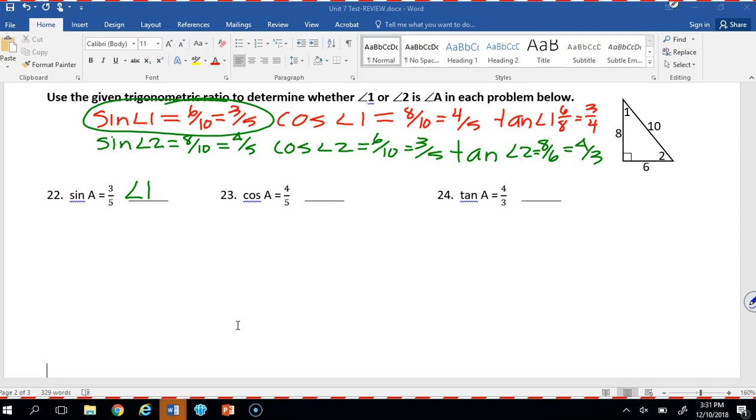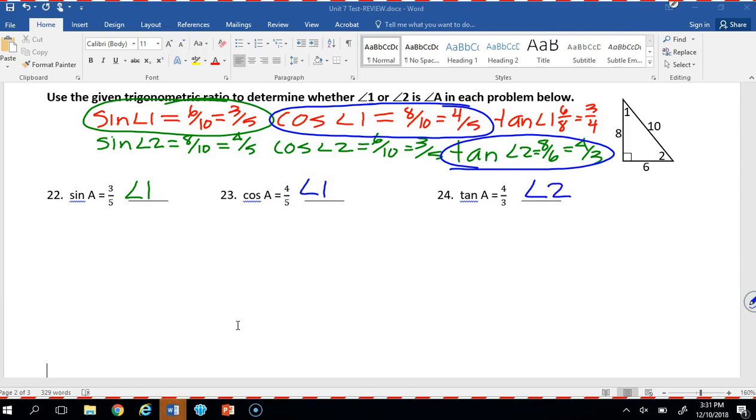Then we're looking at the cosine of A is 4/5. So cosine of A is 4/5. So again, that would be this one right here, cosine of 1, so angle 1 was 4/5. Then it says the tangent is equal to 4/3. So we got tangent up here is 3/4, and then tangent for angle 2 is equal to 4/3. So this is the one we're looking for here. So this would be angle 2. That's how you're going to solve for this problem.